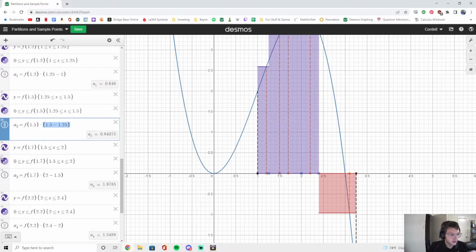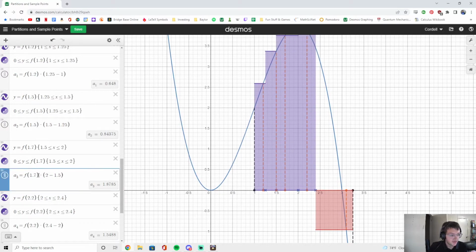A3, which is this third rectangle here, the area of this third rectangle is the length of the subinterval on which it rests. So it rests on the interval from 1.5 to 2, so the length of this base is 1/2. The height of this rectangle is the height of the function at our chosen sample point. We chose our sample point at 1.7. f of 1.7 is the height of our rectangle. Height times width gives us the area of this rectangle.